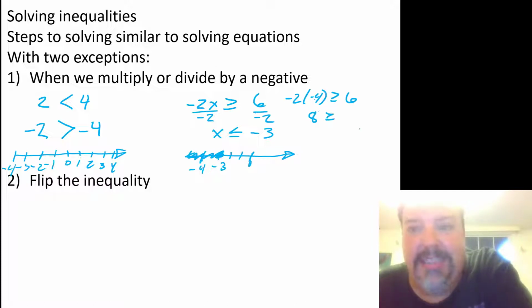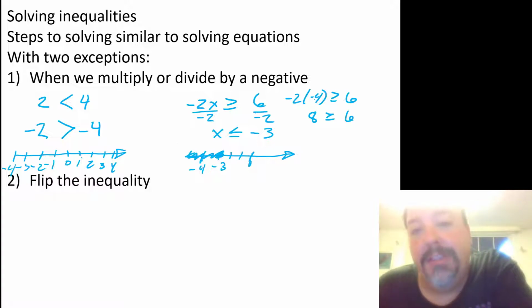So -2 times -4 is 8. 8 is bigger than or equal to 6. So it checks out. So there's a way you can check your solutions when you find these. Just take a number that you shaded and plug it back into the original.